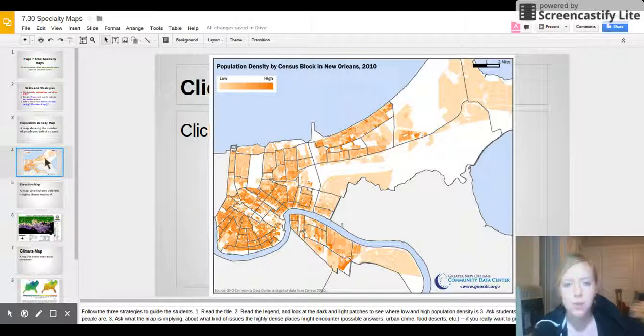Let's look at this map for a second. First, let's read the text. Population density by census block in New Orleans. This is in 2010. And a low density is this very, very light orange color. So it's low all the way out here in the east. But then getting closer and closer into New Orleans, it's very dark. So here in the Marigny, the French Quarter is very dense, and then here in Uptown.